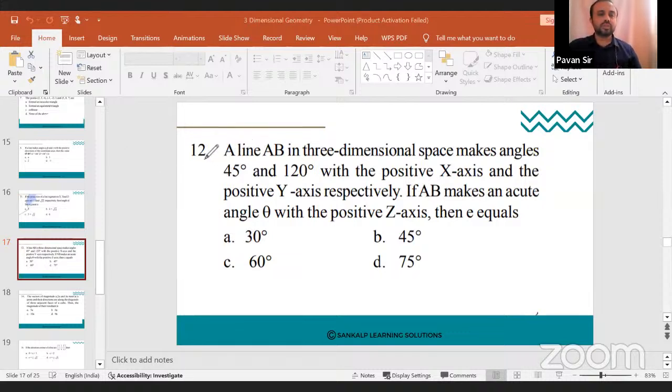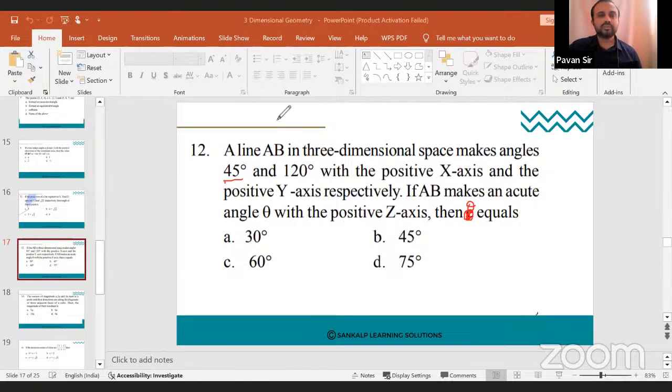Okay, it is a conceptual question. A line AB in three-dimensional space makes angles 45 degree and 120 degree with the positive x-axis and the positive y-axis respectively. If AB makes an acute angle theta with the positive z-axis, then theta is equal to what? It is misprinted, it is theta. Option A is 30 degree, option B is 45 degree, option C is 60 degree, option D is 75 degree.